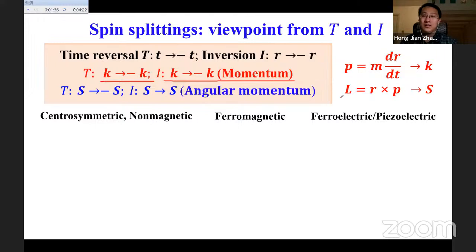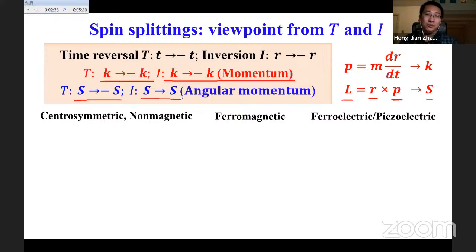If we look at the angular momentum, let's say the orbital angular momentum is given by r cross p, where r is the coordinate and p is the momentum. In quantum mechanics, we also have a spin angular momentum. Based on the fact that orbital and spin angular momentums are additive, we can deduce that L and S should transform identically under symmetry operations. By time reversal, r remains unchanged but p has a minus sign, so L becomes opposite. Similarly, S should become opposite as well: under time reversal, S becomes minus S. Under inversion, r becomes minus r, p becomes minus p, then L remains unchanged. So under inversion, S is invariant.